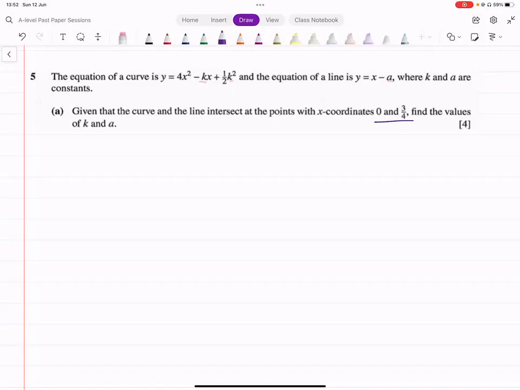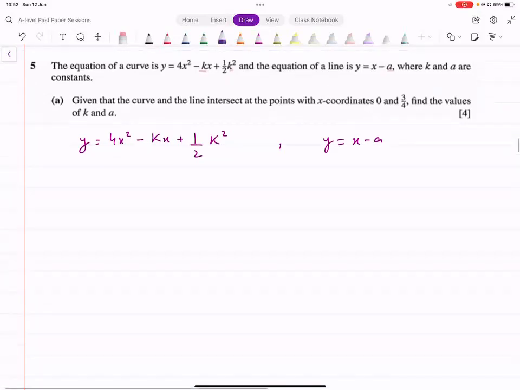All right, so what do we have here? We've got the points of intersection of those two graphs. Now, how do you find points of intersection? The curve is y equals 4x squared minus kx plus 1 over 2 k squared, and the line is y equals x minus a. You basically find them by equating the two equations. So we've got y equals this, and y equals this. We can just equate those two equations. That gives us 4x squared minus kx plus 1 over 2 k squared, and that equals x minus a.